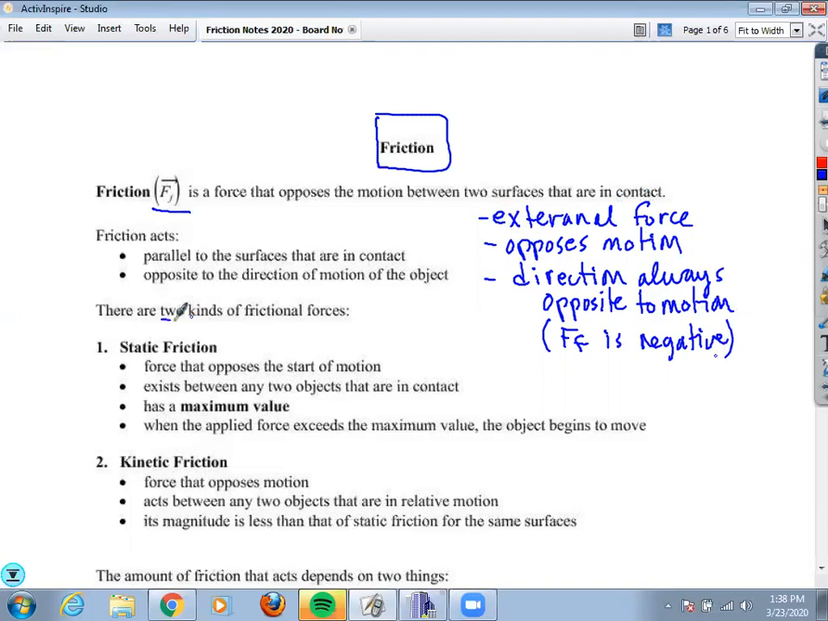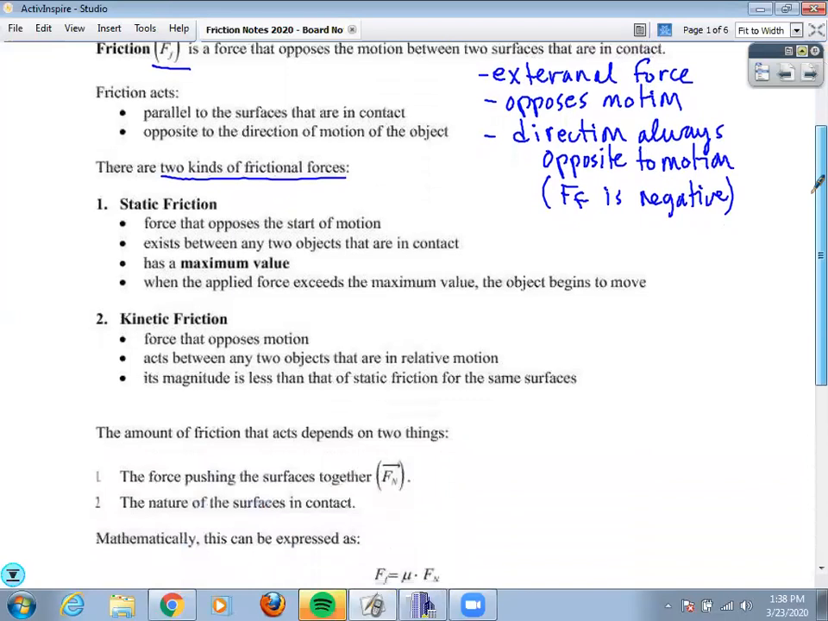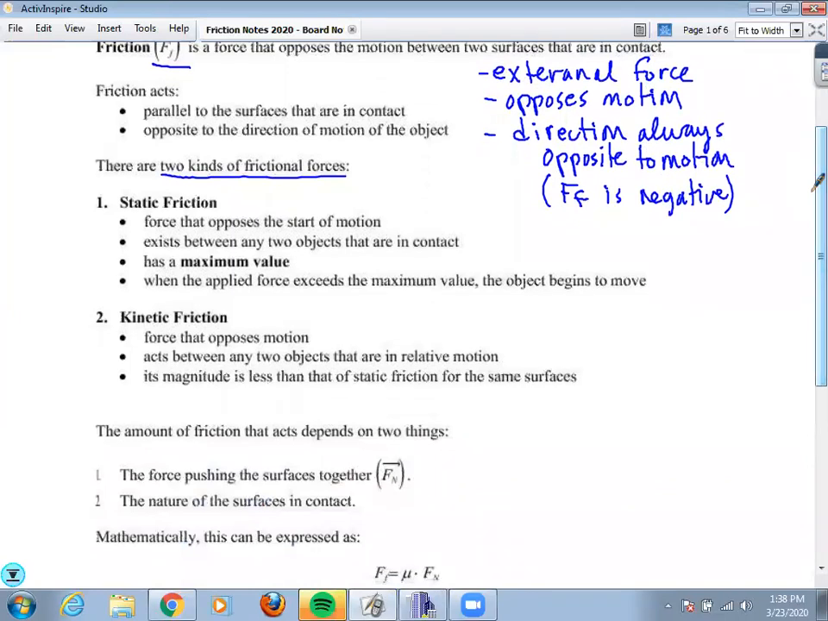There are two kinds of friction forces. The first kind is static friction, and the second kind is kinetic friction. Static friction means no motion, just like static equilibrium. It opposes the start of motion. It exists between any two objects that are in contact. It has a maximum value, which means if F applied is greater than the force of static friction, the object will move.